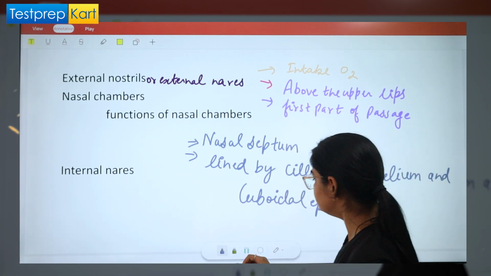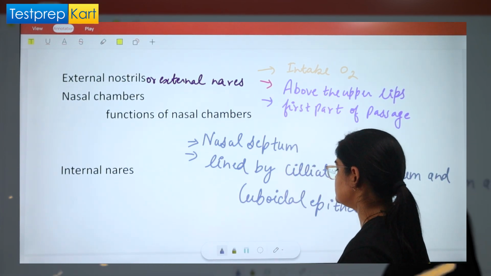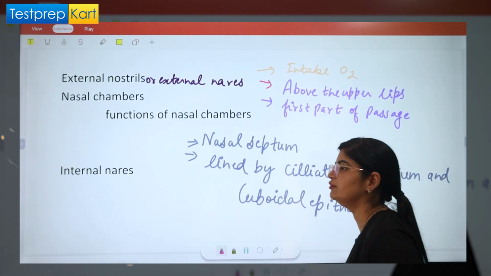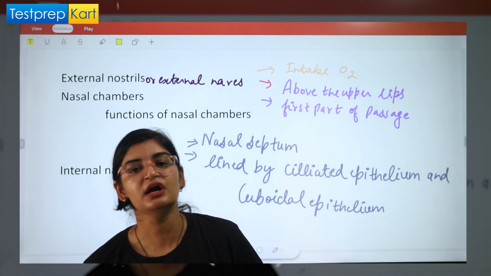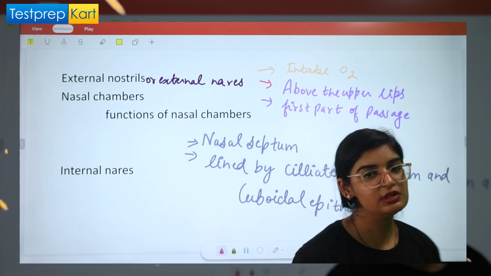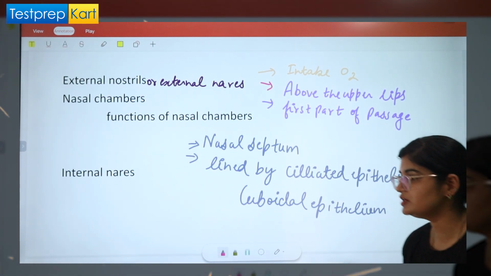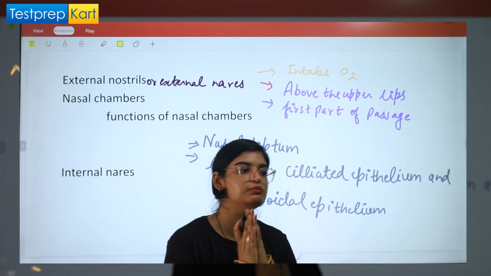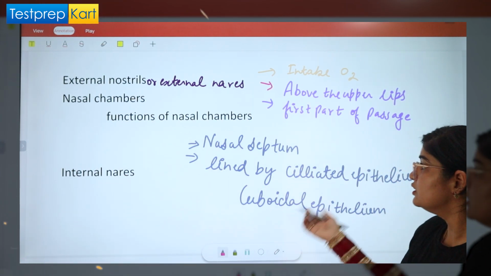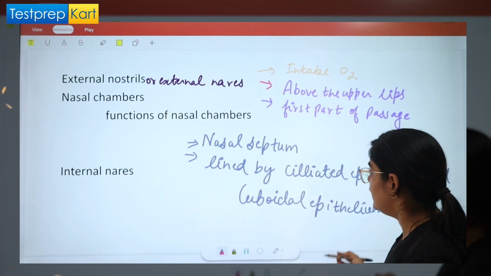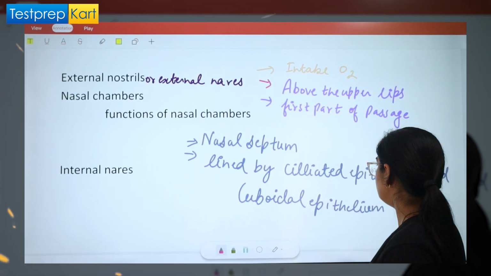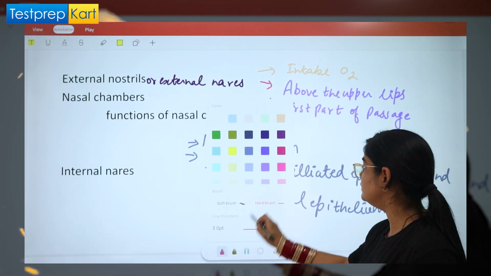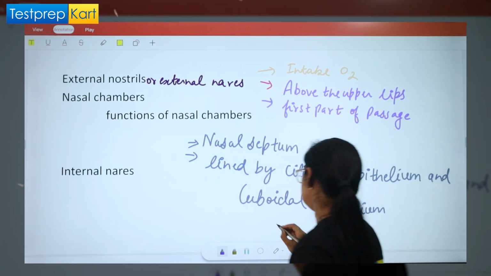Now we'll talk about the functions of the nasal chambers. Air which we have taken from outside will have various dust particles, but our body cannot use it. So the function of the nasal chamber is to make the air which we have inhaled favorable so that it can be utilized by our body. And these functions are performed by the epithelium. We also have one more epithelium here, that is olfactory epithelium.